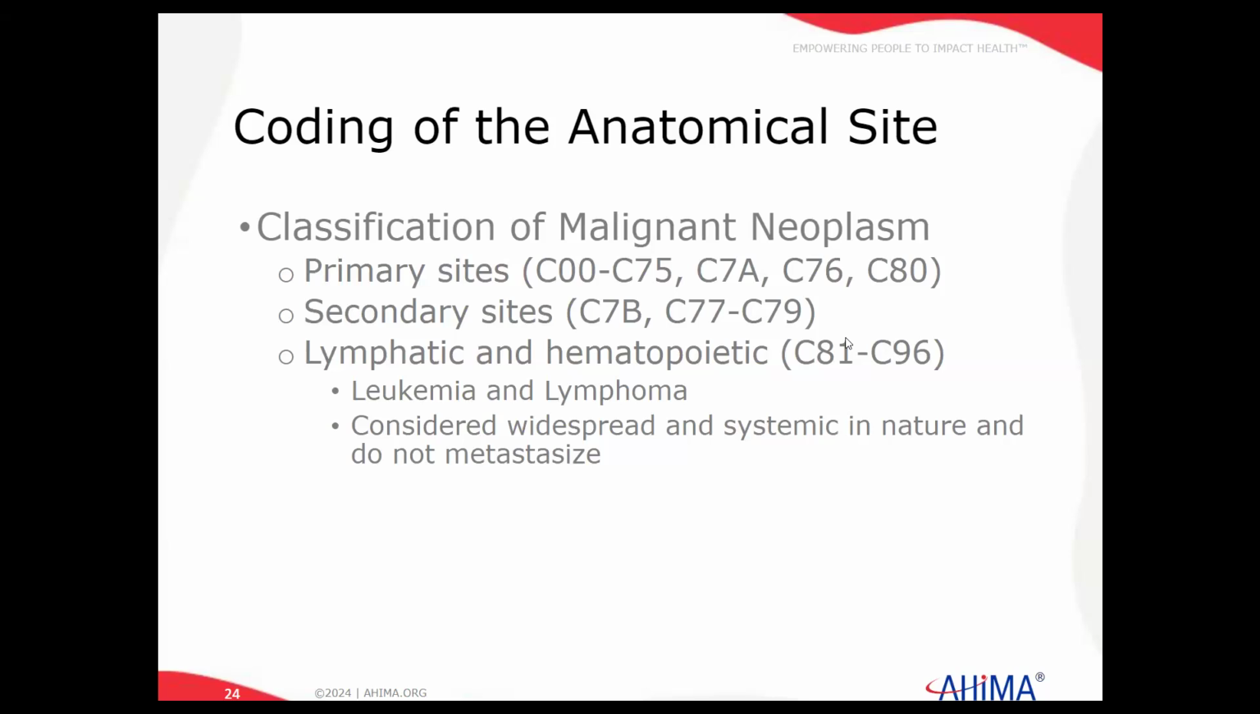We talked about the neoplasm table. We talked about the difference between primary and secondary sites. And now I'd like to spend some time talking about some of the soft cell cancers like leukemia, lymphoma, multiple myeloma. These are considered systemic in nature, and they don't metastasize in the same way that other cancers do.